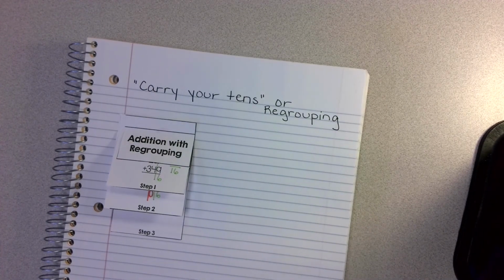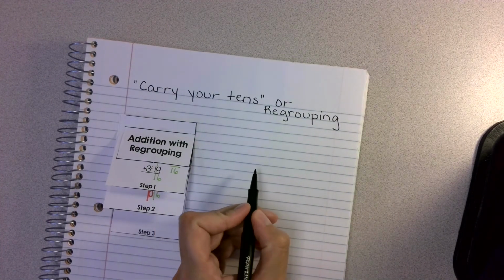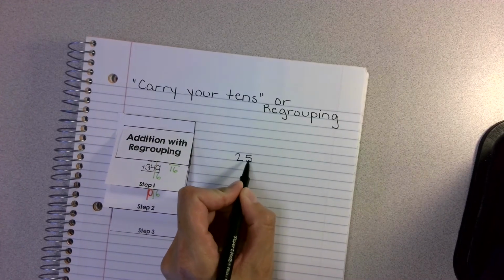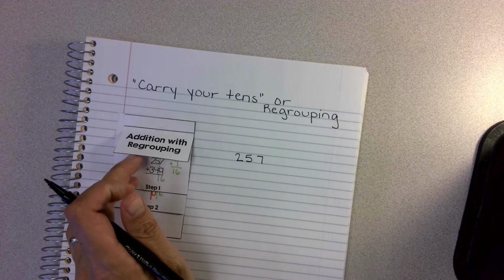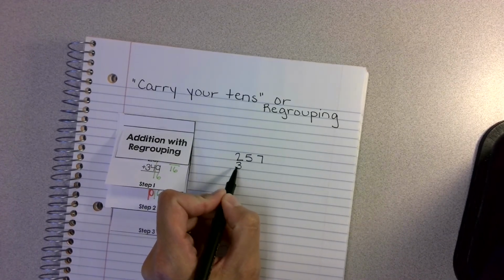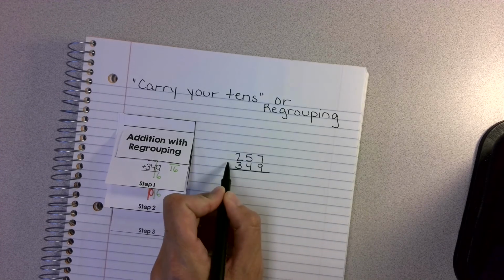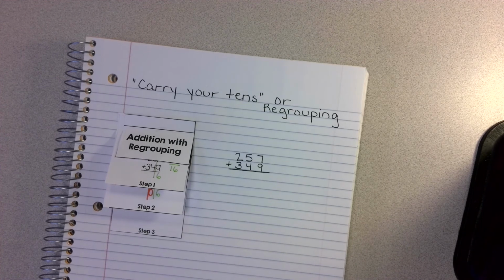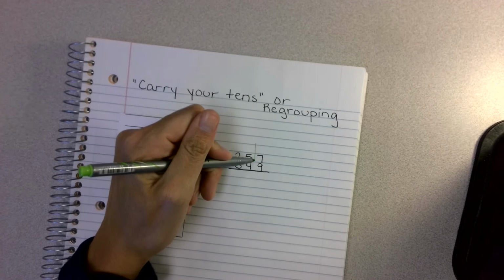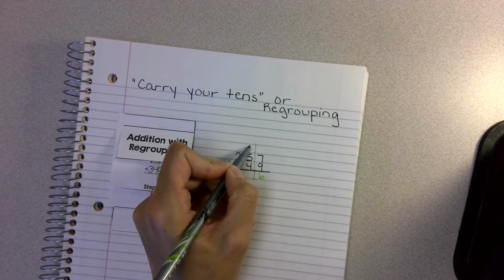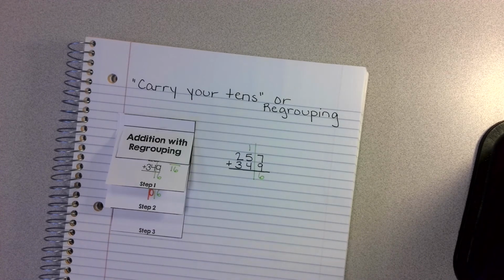So this is what it looks like all together. So I had 257 plus 349. So the first part, I did 7 plus 9, that was 16, carried my 1, or my 10s, and it was the digit 1.